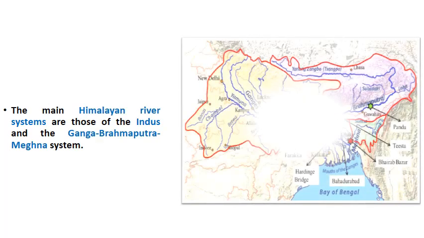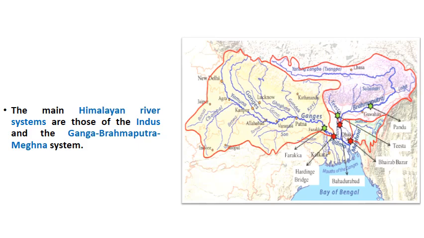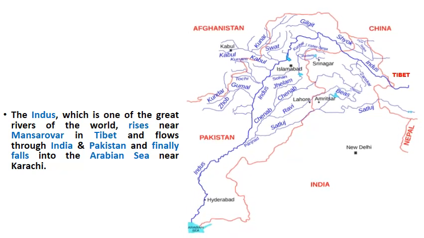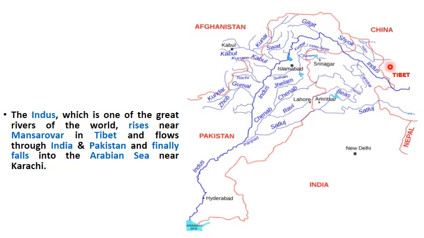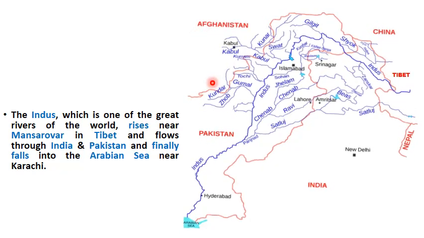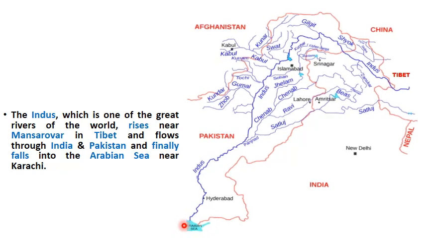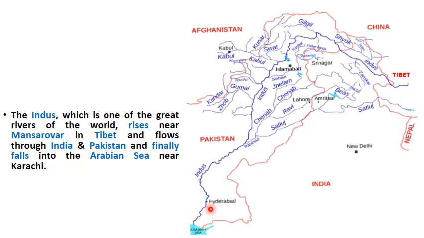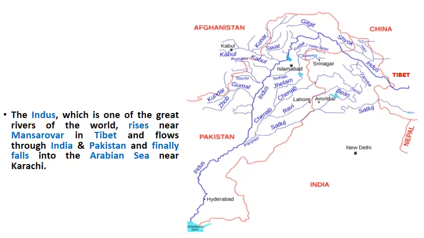The main Himalayan river systems are those of the Indus and the Ganga-Brahmaputra-Meghna system, as you can see here. The Indus, which is one of the great rivers of the world, rises near Mansarovar in Tibet and flows through India and Pakistan and finally falls into the Arabian Sea, near Karachi. This is Hyderabad in Pakistan, and Karachi, and that is how it falls into the Arabian Sea.